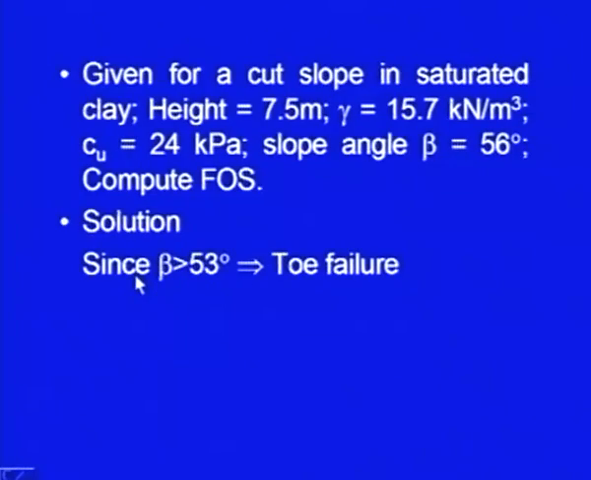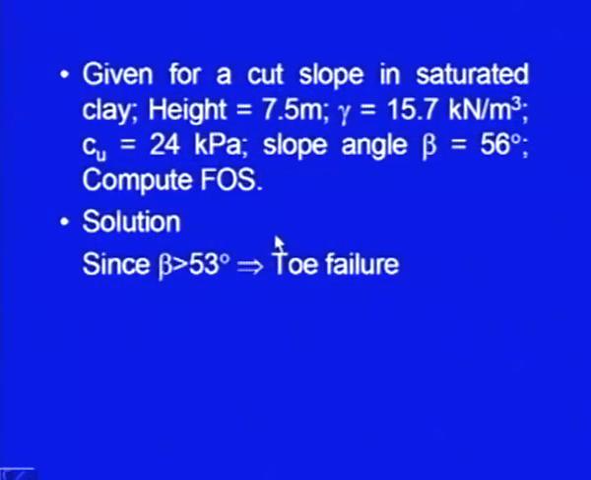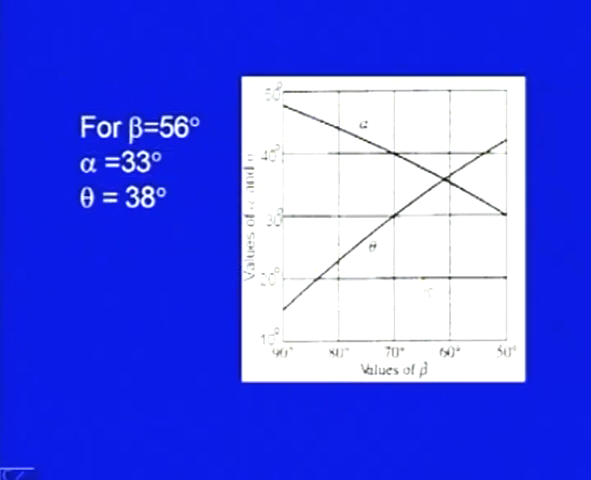Now, I told you in the last class that for beta more than 53 degree, the condition will always be a toe failure. So, here beta is 56, which is more than 53. So, it is a toe failure. So, let us use the graphical solution for toe failure.